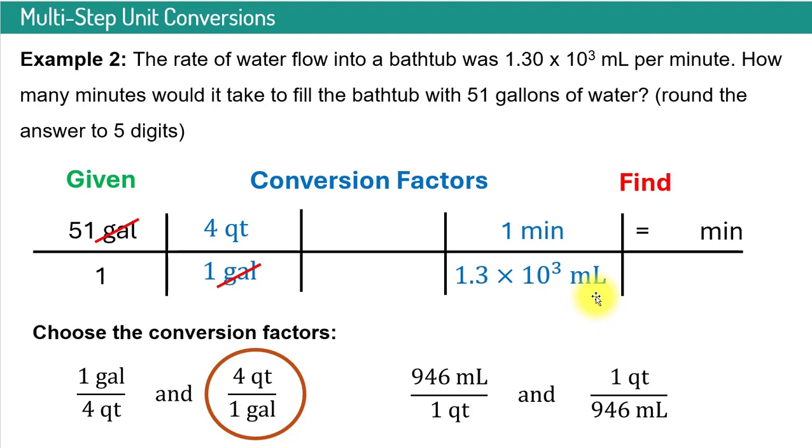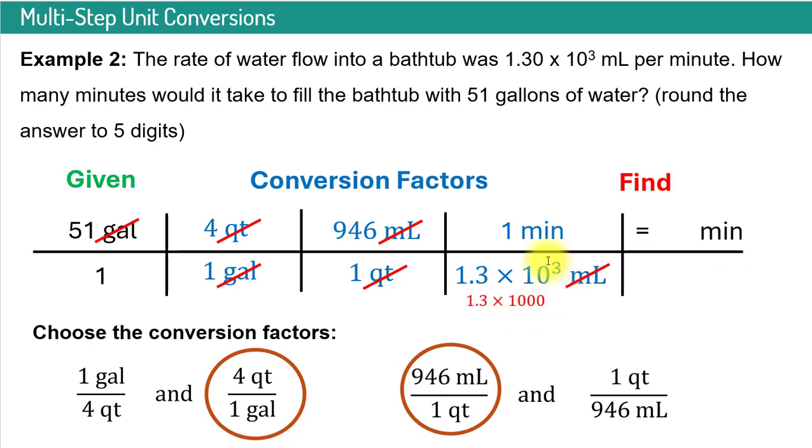Milliliters are in the denominator, so I want to choose a conversion factor that has milliliters in the numerator. So that must be this one. I've copied it to my problem as well. And now I can finish off canceling like units. Quarts get canceled, and milliliters get canceled. I am left with minutes, and these are the desired units. What's left to do is just to perform computations.